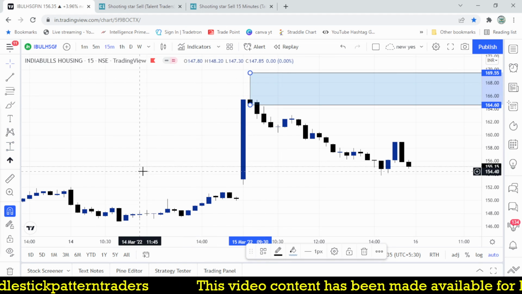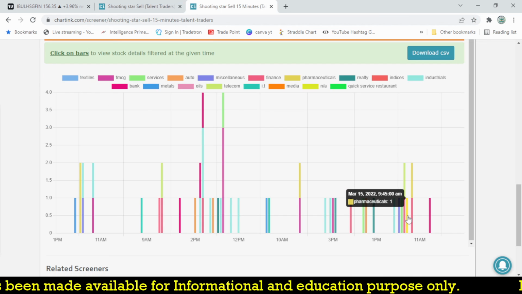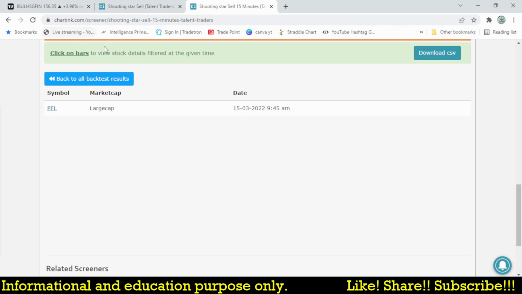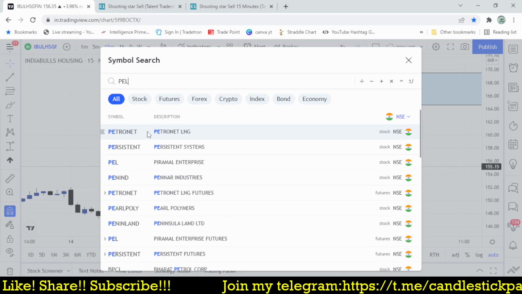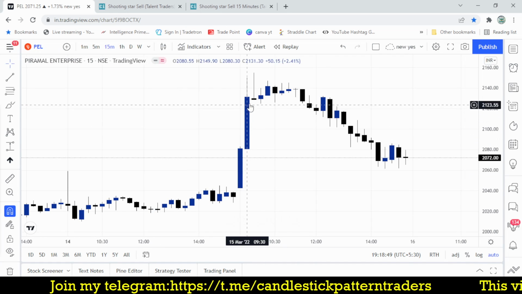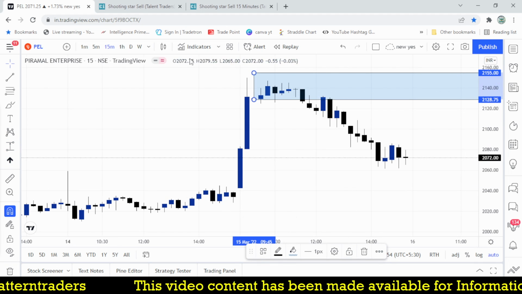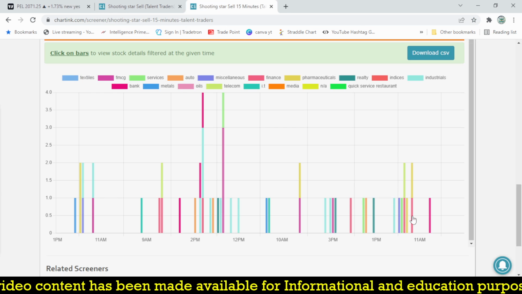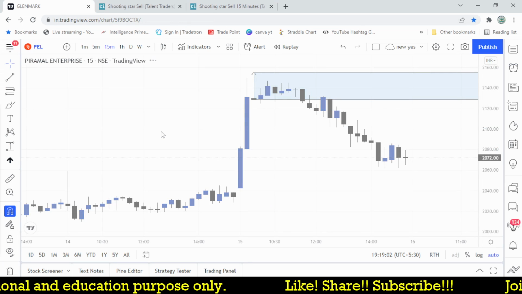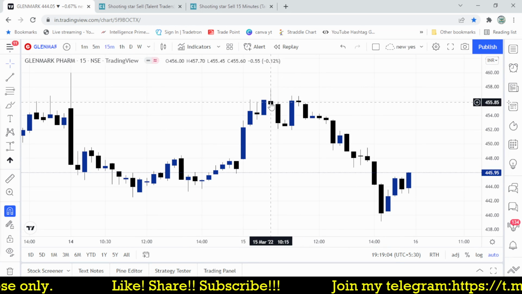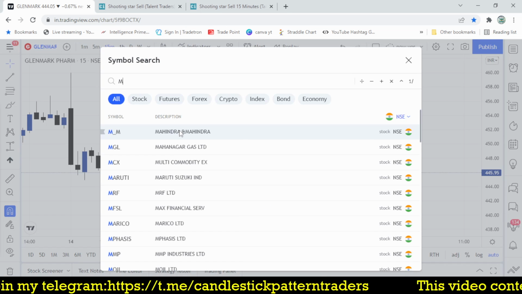We are finding the exact shooting star, and after that we find some stocks. That is PEL at 945. PEL 945, this one, yes, that is also working good. Then some 5 stocks here and 2 stocks, Glenmark and M&M Finance. This one is Glenmark. Okay, that is also working well. M&M Finance.